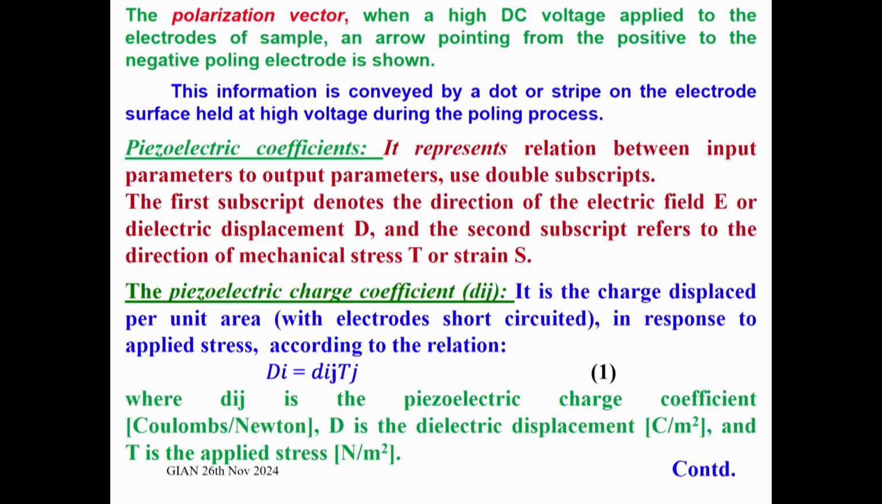Now, the piezoelectric coefficient is one of the important terms which is used. It refers to the relation between the input parameter and the output parameter. It uses a double subscript. What is the double subscript for? The first subscript denotes the direction of the electric field or the electric displacement, and the second subscript refers to the direction of mechanical stress or strain. As I told you, if you apply an external electric field, there will be stress or strain in a particular direction. So, if you apply an external electric field in, let us say, direction 3, what would be the stress or strain in direction 3?